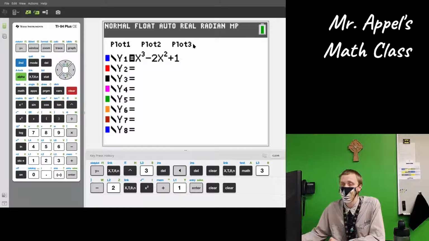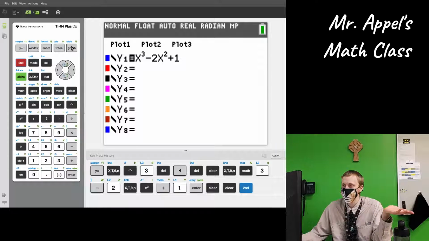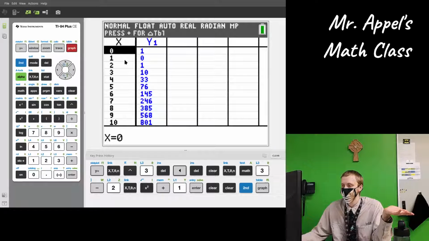And none of the plots should be highlighted. Just double check that. And now we don't need to deal with all the zoom in and out and window settings. We're just looking at the table. Second table. There it is.